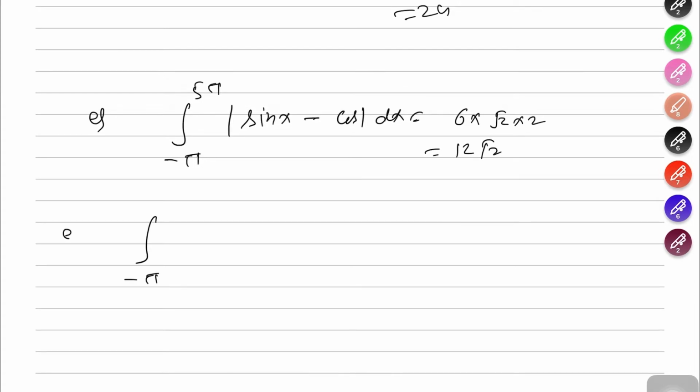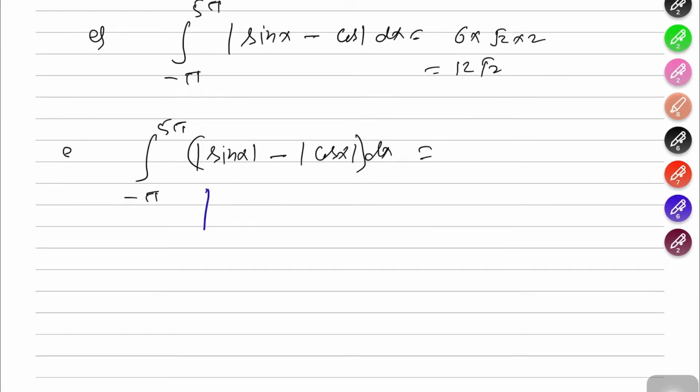And for the same question, if I say minus pi to 5 pi of mod sin x minus mod cos x dx, mind it, here the mod is separated, the mod is outside for sin x and cos x individually. So that is two functions, and we can directly write the answer now. This will give 5 minus (minus 1), 6 into 2, and this is minus, again 5 minus (minus 1), 6 into 2. So the answer will be 0.